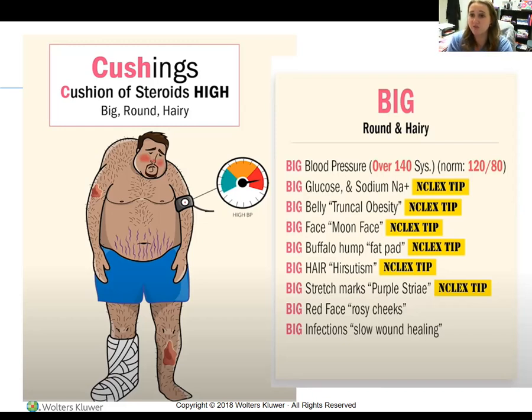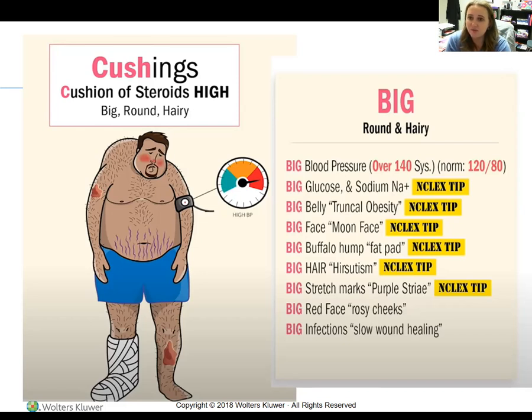With our Cushing's, we have too much cushion of the steroid. So we are big, round, and hairy. Okay, so we have a big blood pressure. So blood pressure over 140. We have big glucose and sodium levels. So we're going to have hyperglycemia and hypernatremia. We're going to have a big belly, also known as truncal obesity.